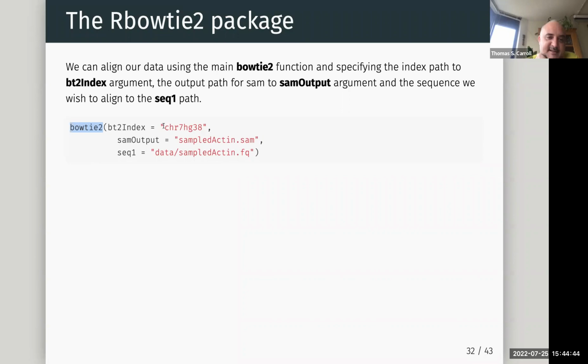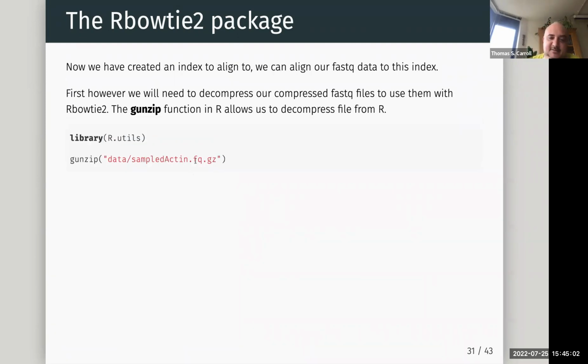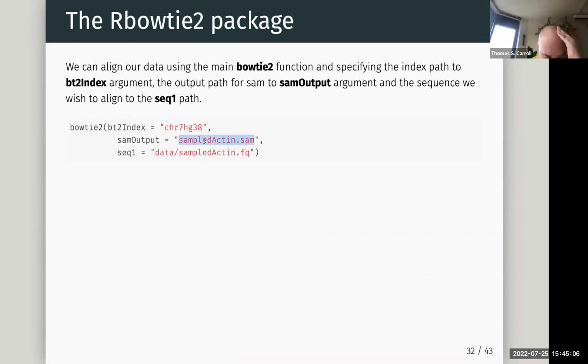Bowtie 2 takes the chromosome, the index name, the sequence, and then it's going to take the output to the argument SAM output. So again, just like we had this fastq.gz, we needed to unzip it. Bowtie 2 is slightly painful in that it actually doesn't produce a BAM file, it produces a .sam file, which is annoying. We have to do the translation to a BAM file.